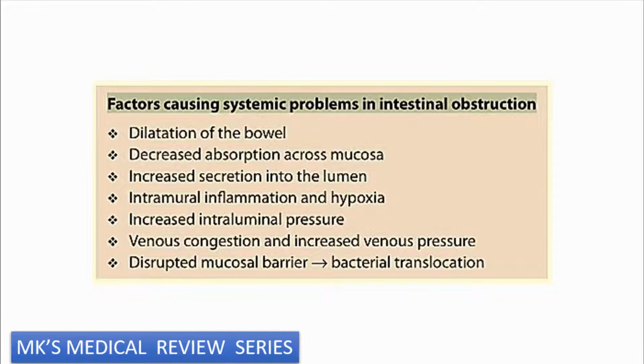So these are the factors that are causing systemic problems in intestinal obstruction. So you may have some dilatation of the bowel. You may have decreased absorption across the mucosa. This is obviously in the first 12 hours. You may have increased secretion into the lumen in the next 12 hours. You may have intramural inflammation and hypoxia. You may have increased intraluminal pressure. You may have venous congestion and increase in venous pressure. And of course, you're going to be having a disruption in the mucosal barrier. So because now the blood supply is not intact anymore, the mucosa is also not going to be so intact. So it may begin to break, and it's easier for bacteria now to enter into the bloodstream and result in a septicemia, which could actually kill the patient.